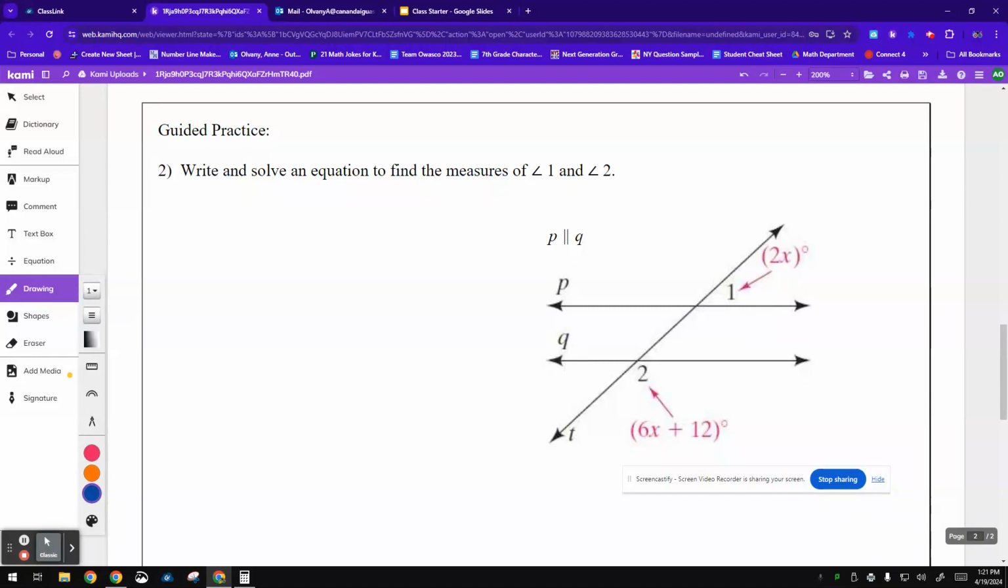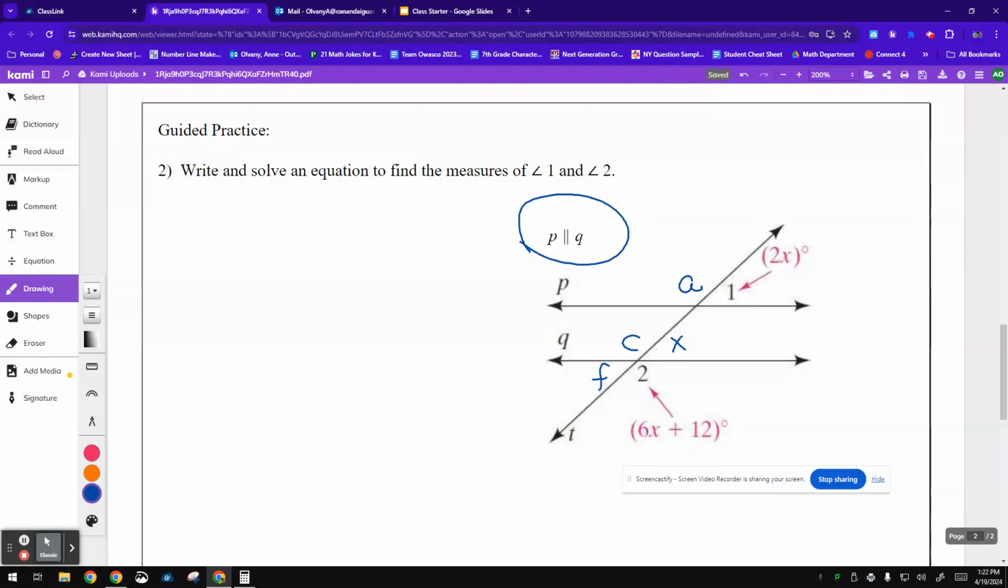Write and solve an equation to find the measures of angle 1 and angle 2. This symbol right here means that line P is parallel to line Q. That's what that means, Owen. And this line T is the transversal. I do not have a word for these two angles, but I do know something about them. I'm going to put some letters in here so we can talk: A, B, C, D, E, F. All right? Talk to me.